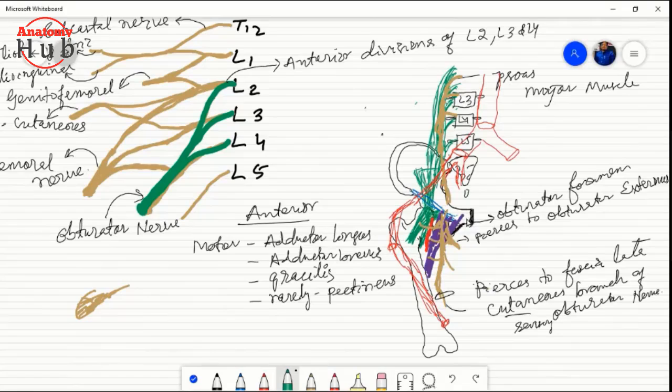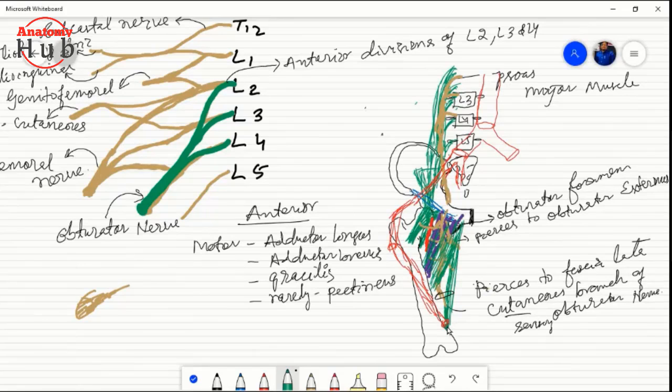The adductor magnus arises from the ischiopubic ramus and from the ischial tuberosity. Some of its fibers, the adductor part of the adductor magnus, attach to the linea aspera. The hamstring part of the adductor magnus comes downward and attaches to the adductor tubercle of the femur. Here you will find the adductor tubercle above the medial condyle of the femur.